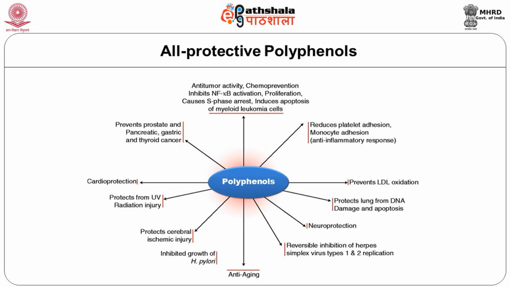You could recall what we discussed initially about the stress-induced polyphenols, the basic idea of protecting the plants also from the UV radiation: polyphenols were synthesized. In the same theory, the polyphenols have now been utilized in various ways and means to protect from UV radiation injury in the human population also.